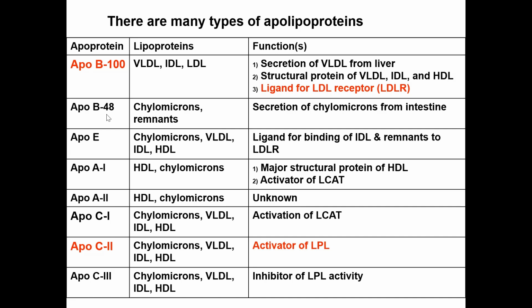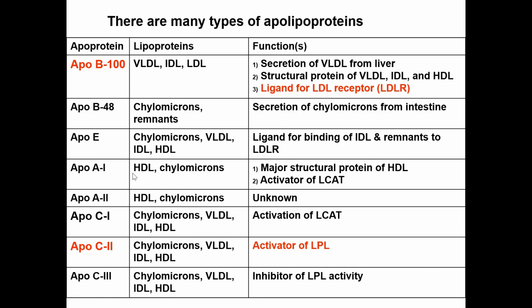And of course, we have ApoB48, which is found in the chylomicrons and the remnants of the chylomicrons. The main function is the secretion of chylomicrons from the intestine. And we have ApoE, which is found in chylomicrons, VLDL, IDL, and HDL, and also serves as a ligand for binding of IDL and remnants to the low density lipoprotein receptor.